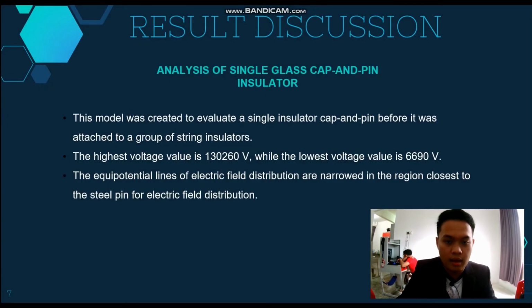So next, this is the analysis of a single glass cap and pin insulator. This model was created to evaluate a single cap and pin insulator before it was attached to a group of string insulators. Next, the highest voltage value is 130,260 volt, while the lowest voltage value is 6,690 volt. Hence, the equipotential lines of electric field distribution are narrowed in the region closest to the steel pin for electric field distribution. I think that's all for the single glass cap and pin insulator.